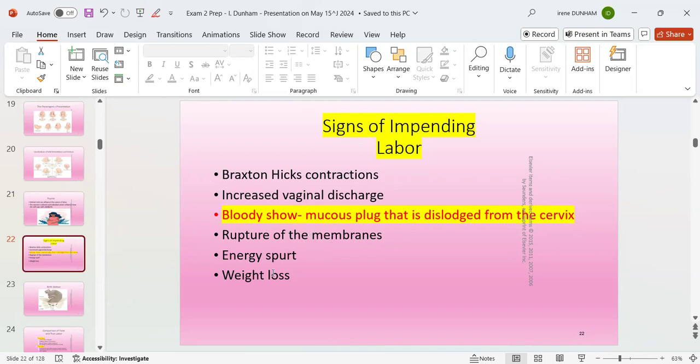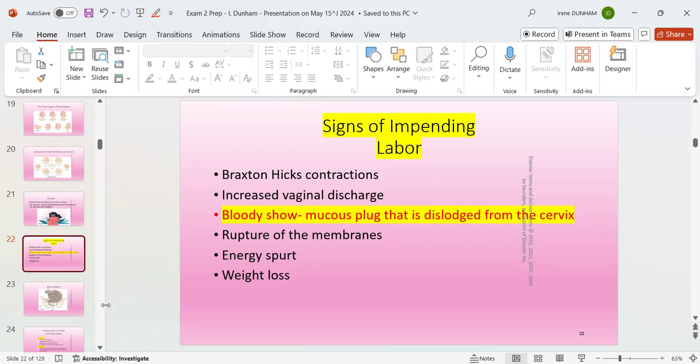Okay. Now some people have a good energy spurt. You ever hear people say nesting? All of a sudden, they've been fatigued, and all of a sudden they get this. I gotta do the laundry. I gotta do this. I gotta get things ready. They have a lot of this energy, which is wonderful.